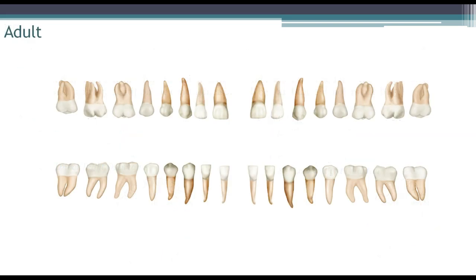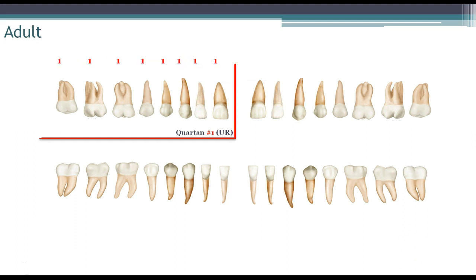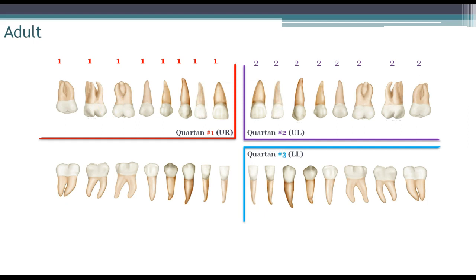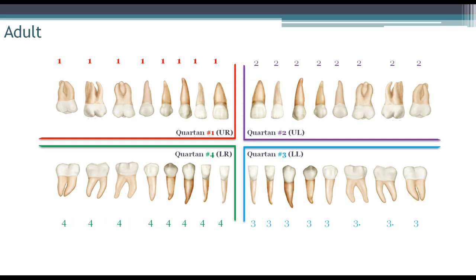Now let's do our adult arch. Let's label these. We have our upper right side, which is number 1. I'm going to color coordinate so that we see which quadrant goes with what number. So we have our upper right. This is quadrant 1, so each tooth is automatically going to get a 1 attached to it because it is in quadrant number 1. Then we have our upper left, which will be 2. Each tooth gets a 2. We've got our lower left, which is 3, and our lower right, which is 4. Each tooth gets their 4.